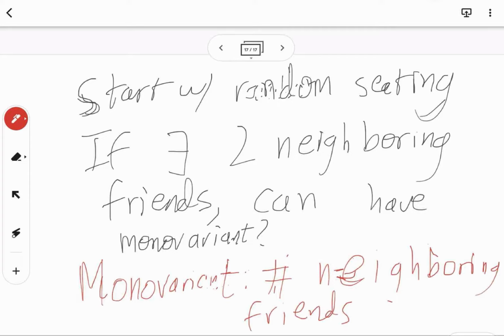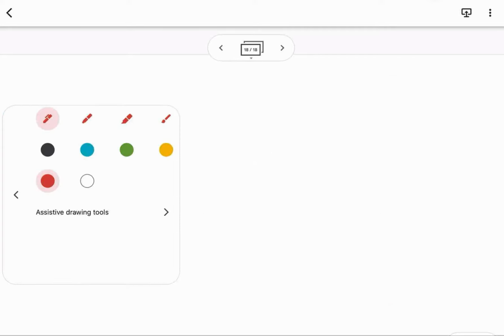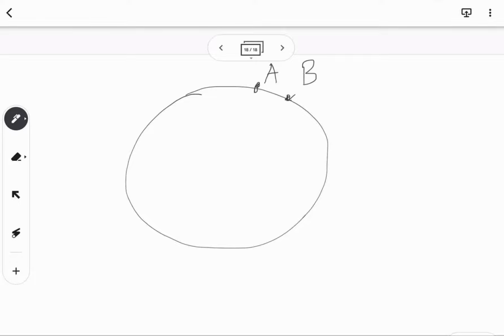So how do we do this? First, let's visualize what the circle looks like. If you have this circle here, and you have 2 friends, let's say A and B, and these guys are friends, then we want to somehow separate A and B so that it doesn't violate our conditions. So how do we do this?